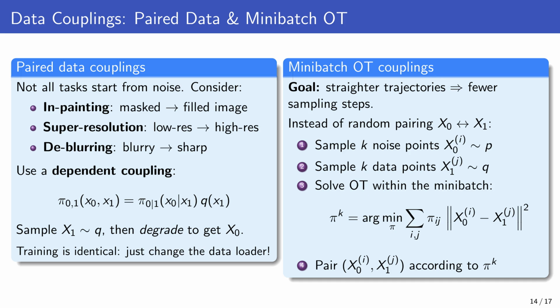Second, mini-batch optimal transport couplings. Even in the standard noise-to-data setting, the pairing between noise points and data points matters. With independent coupling, nearby noise points might get paired with distant data points, producing crossing paths. Mini-batch OT fixes this by solving a small optimal transport problem within each mini-batch to find the cost-minimizing pairing. Let us see what this looks like visually.